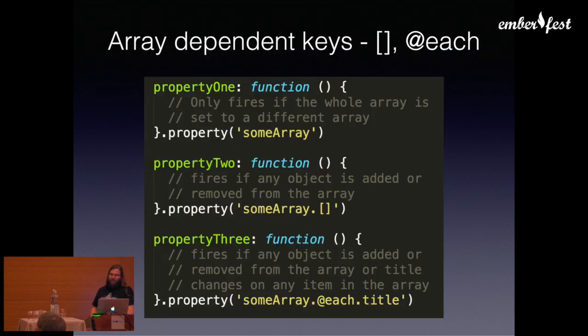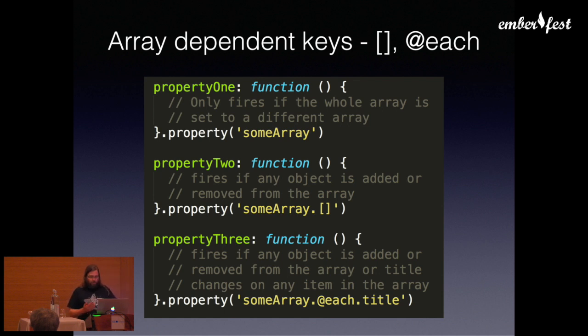Array dependent keys are really common when you're starting out. You would set a dependent key of some array, and your property then never updates. There are 2 ways to actually make it work. First is to do dot open square bracket, close square bracket, and that will refire if any element is added or removed from the array. You can also do .each without any further property on the end, but that's less efficient than just using the square brackets. So if you only care if items are added or removed, use the square brackets.